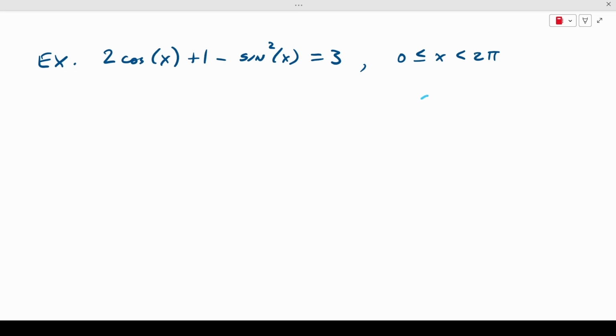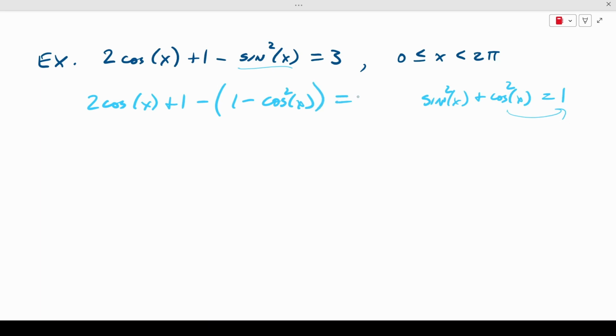So over on the side here, I'm going to quickly remind myself that sine x squared plus cos x squared equals 1. And so if I subtract cos x squared on both sides, I can replace this sine x squared with 1 minus cos x squared. I have to be a little careful because of the subtraction there. So I'll put brackets, and that's what I'll do. So I have 2 cos x plus 1 minus bracket 1 minus cos x squared equals 3.